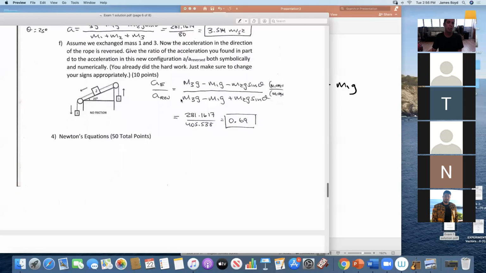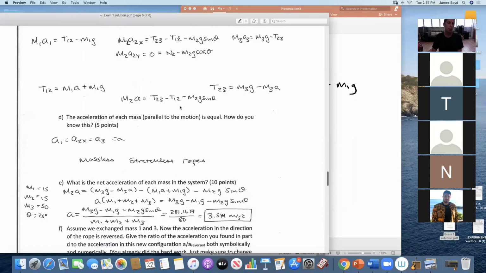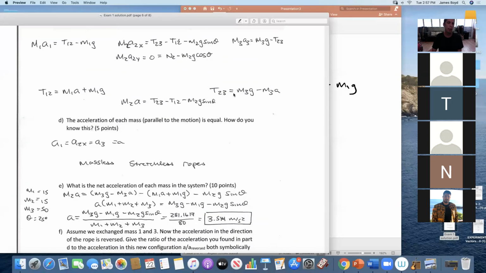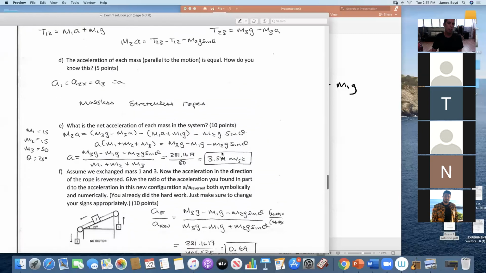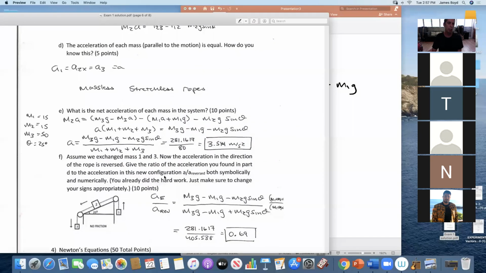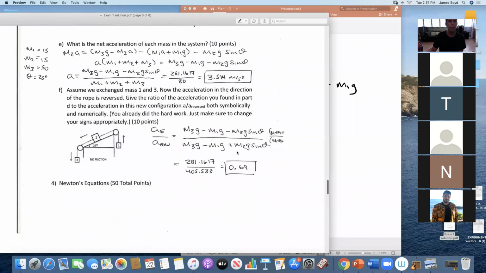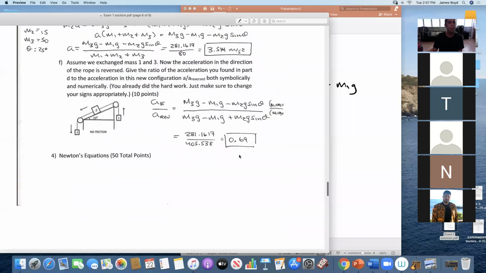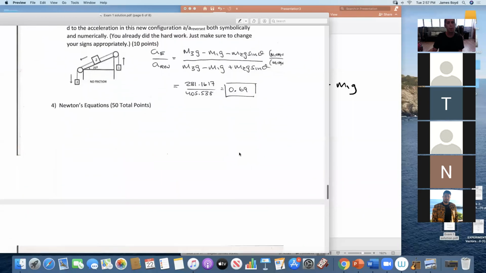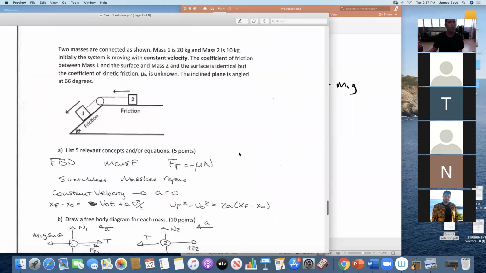And as I said, if you already did this and you got something different, it's bugging me because I think this should be M3A is equal to T23 minus M3G, which should be a plus. So they should both be negative here. Oh yeah, there's a sign error right there. Anyway, doesn't matter. All right, well, sorry about that.